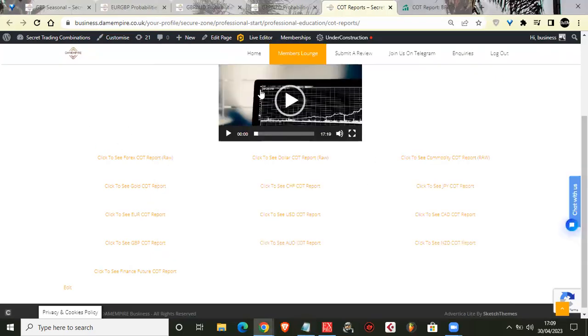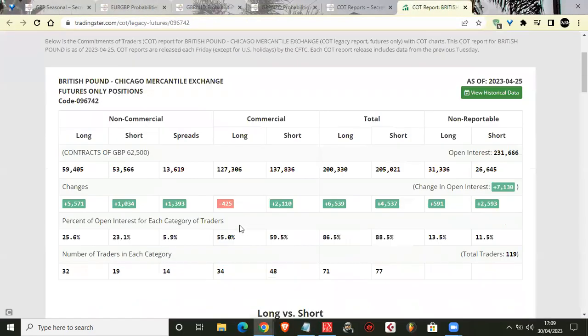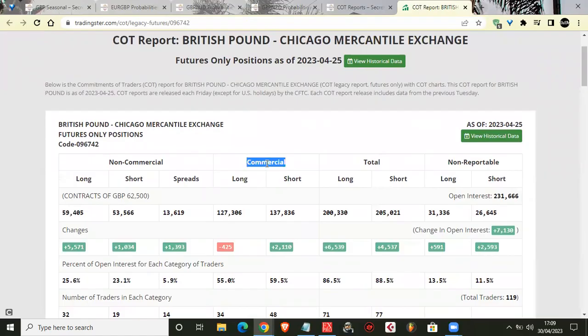So let's dive in. From the COT report, as I said before, we're looking at the commercials. The commercials are the ones that need the asset, for example GBP, to buy something in the UK. What they're doing is going short, which means they're selling the market. As of the 25th of April 2023, we can see they're going short, selling the market, and long simply means buy.